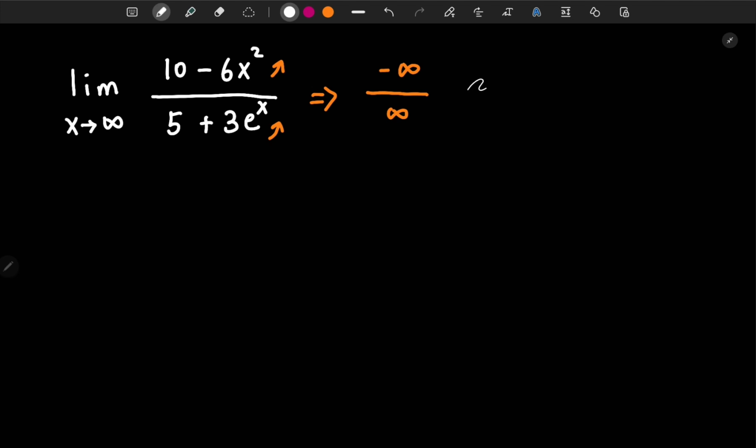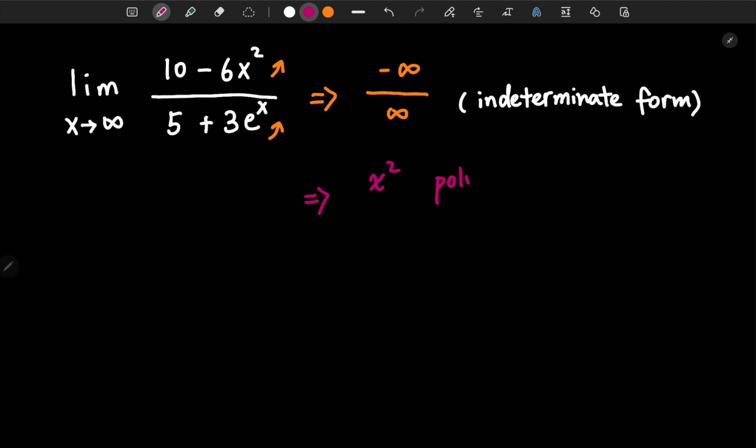For a form like that, we need to think a little deeper because it is called an indeterminate form. It means the limit is not decided at the moment. So the second step is we want to understand how fast the top and bottom grow. The key idea here is x squared is a polynomial, and e to the x is an exponential function.